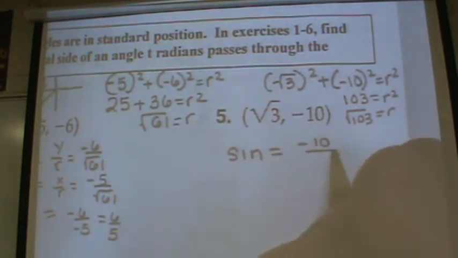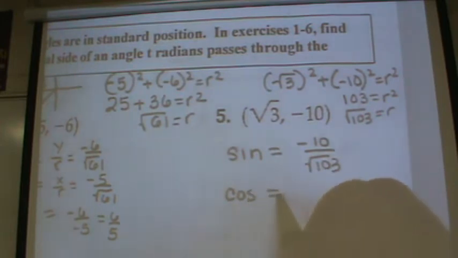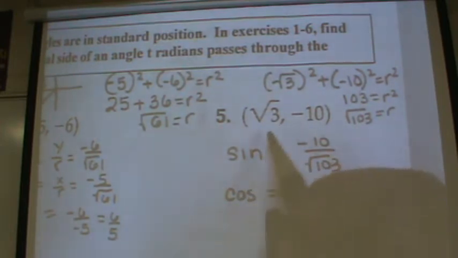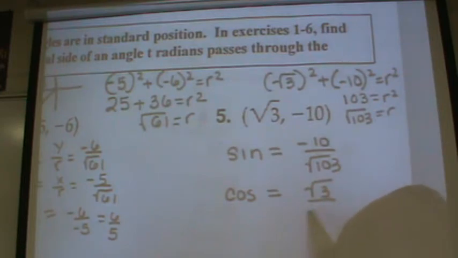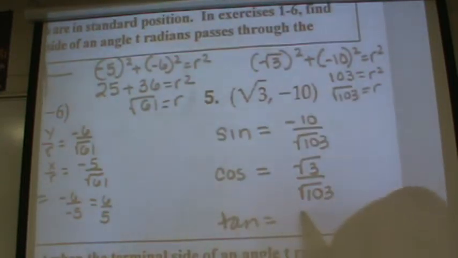It'd be negative 10 over root 103. I'm not rationalizing it, you can do that. Cosine would be root 3 over root 103. And tangent would be negative 10 over root 3.